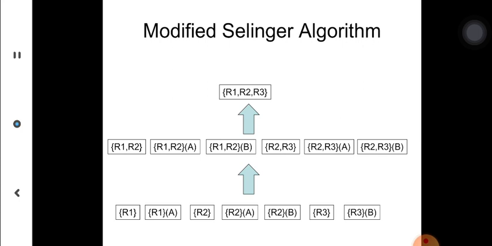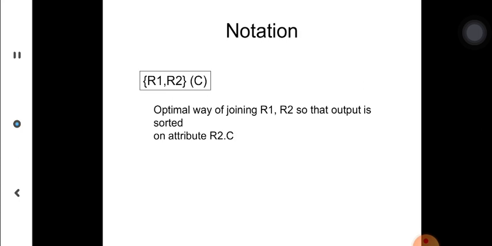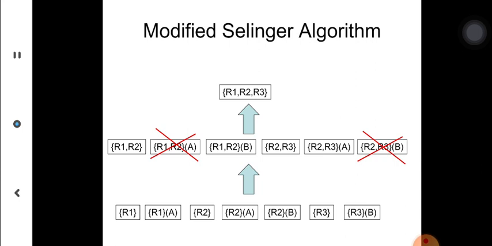So the modified Selinger algorithm works like this: you have different types of operations, based on which you have a combination of optimal plan and suboptimal plan, and finally you lead to the main optimal plan. So these are notations, the optimal way of joining R1, R2, so that the output is sorted on the attribute R2.c. So these are conditional violations of certain optimal plans.